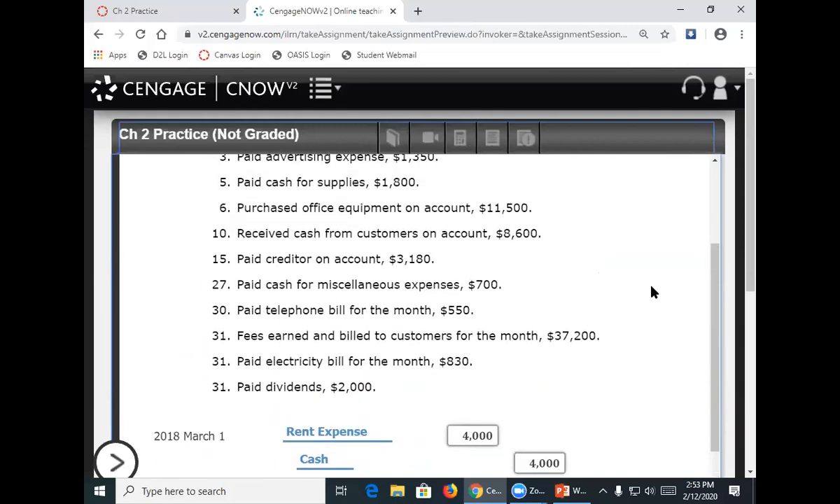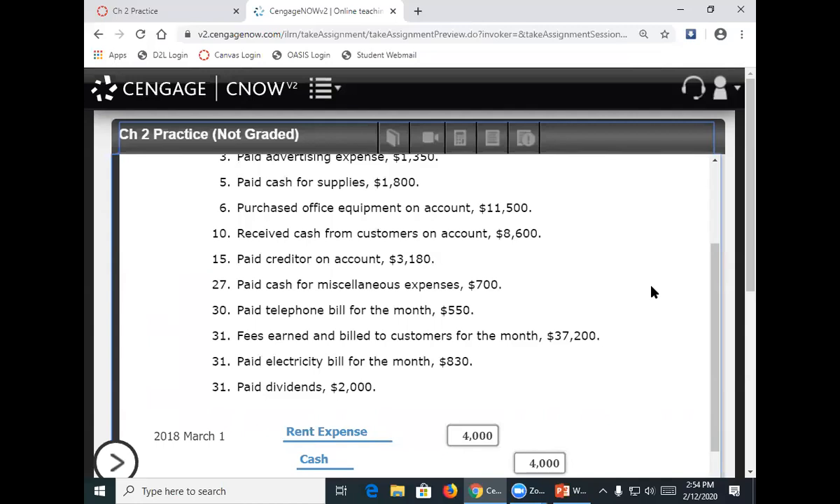March 10th. We received cash from customers on account. What does that mean? Receive cash from customers on account. They paid us for services rendered. Are they paying later, after the fact? They're paying after the fact. Good. So if they're paying after the fact, that means the services have already been performed, right? Yeah. So that's kind of your clue here.